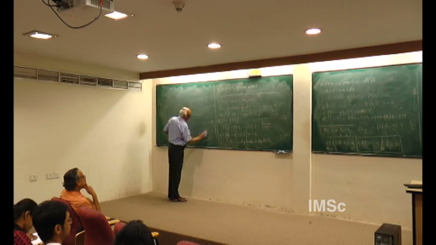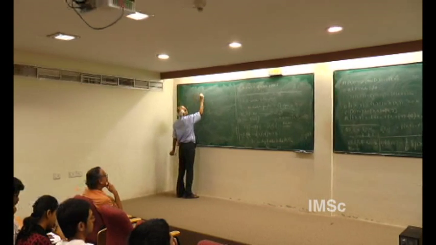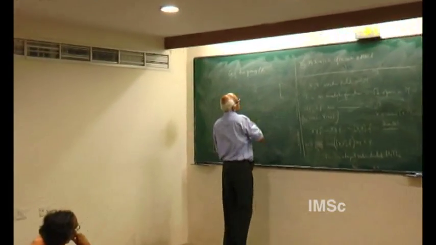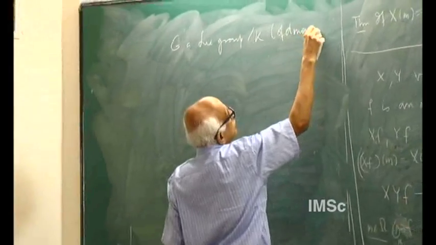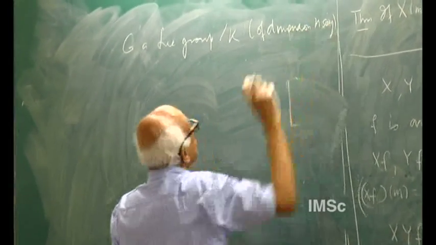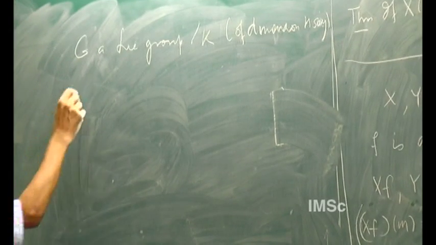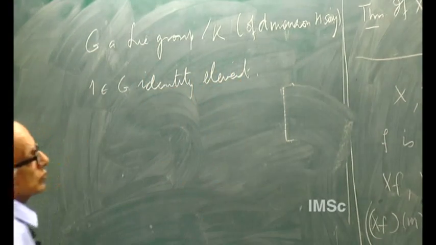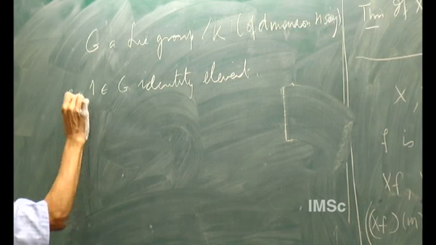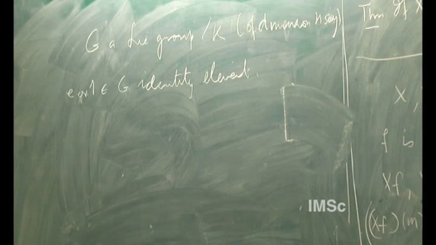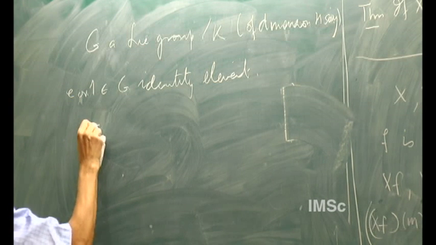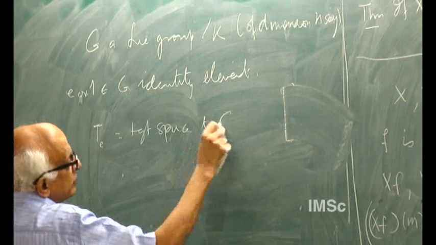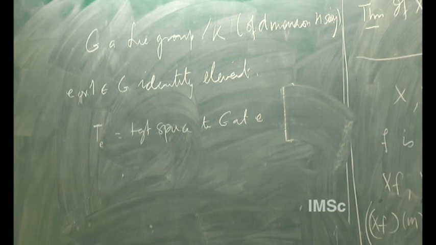So let me begin with the Lie group G, modeled on K^n, of dimension n. We have the identity element 1 in G. That's the notation for the identity element, or sometimes I may also use e or 1. Look at the tangent space at the identity. When I write the tangent space, I prefer T_e G, the tangent space to G at e. That's the finite dimensional vector space of dimension exactly equal to n.